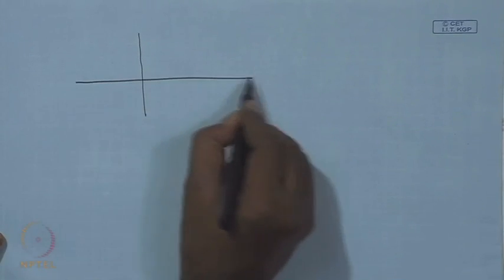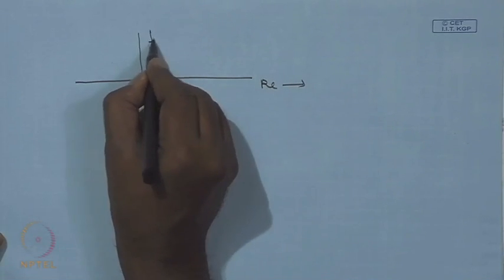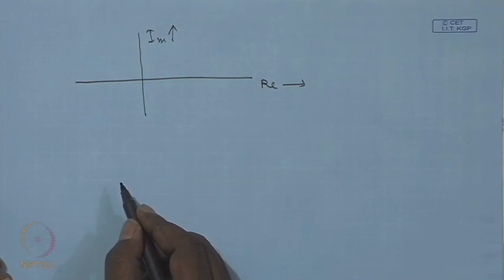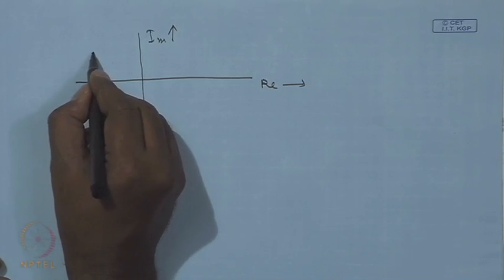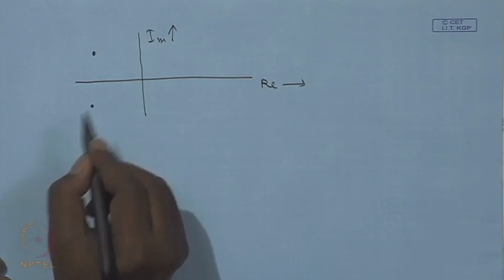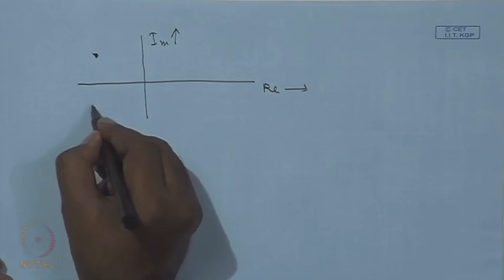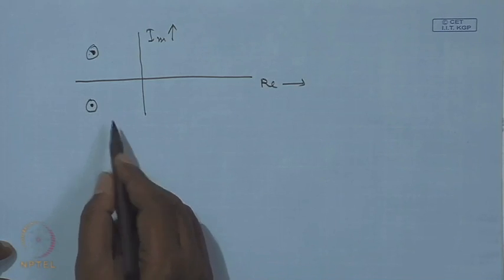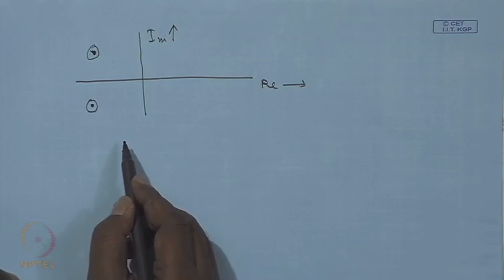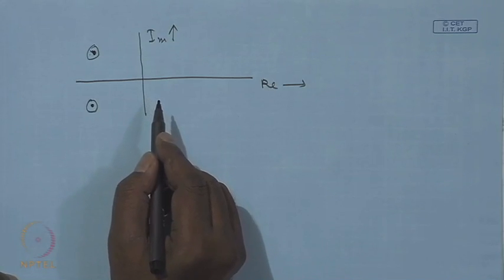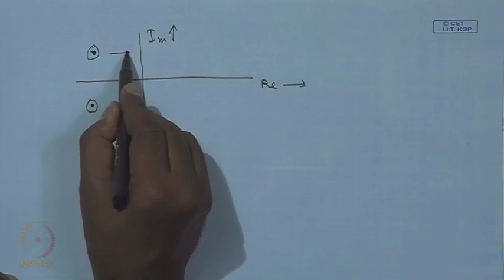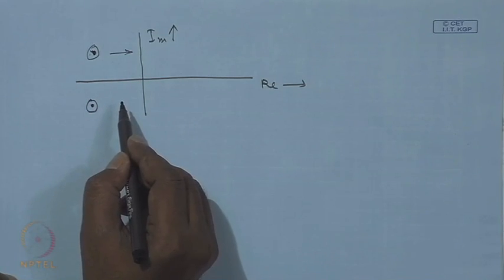Now, if you plot it on the real and imaginary axis, then we can understand it graphically. Suppose this is the real axis and this is the imaginary axis, and it is a two-dimensional system. So, we have two eigenvalues which are complex conjugates. Let us say this is one eigenvalue and this is its matching eigenvalue, both of them having negative real part. So, they will be lying on the left half plane.